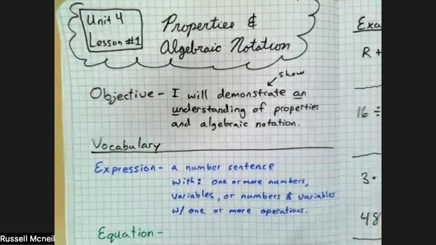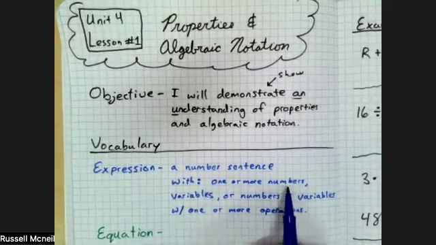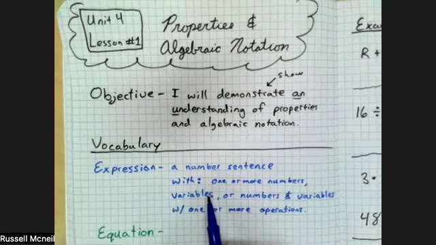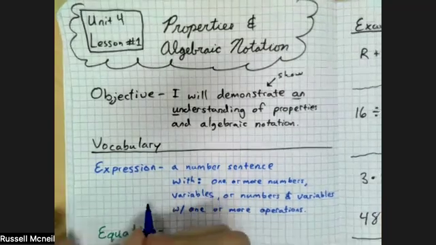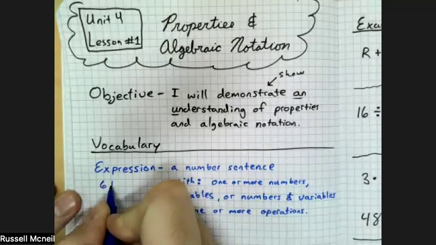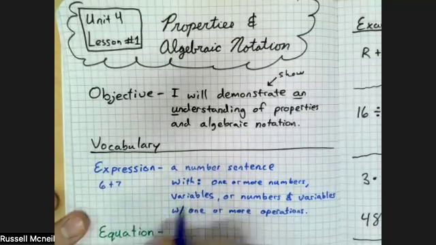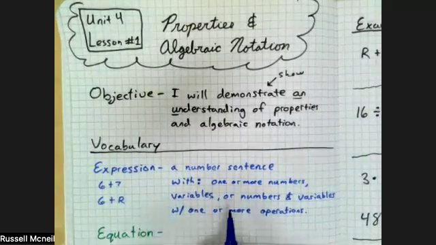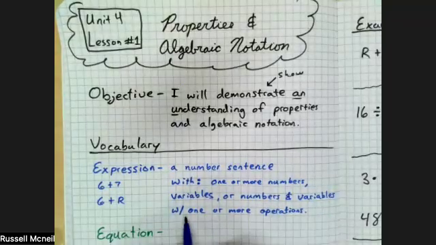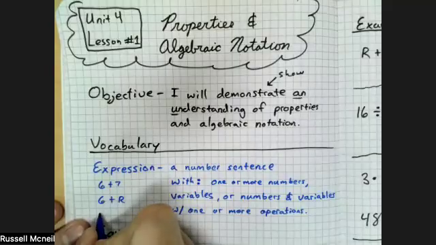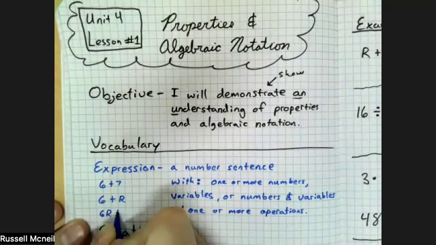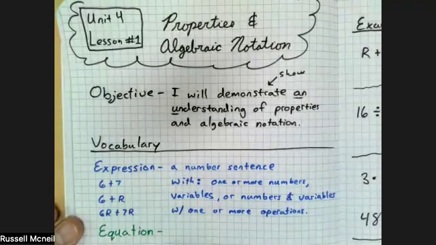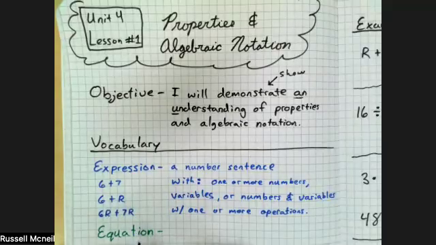And this is a very hefty definition. So one or more numbers, maybe 6 and 7, variables. An example could be, an expression could be 6 plus 7. Could include a variable. We could say 6 plus r. And let's see, numbers and variables with one or more operations. This could be 6r, 6 times r, plus 7r. 6r plus 7r. Now, we can't solve these because we don't know what r is.